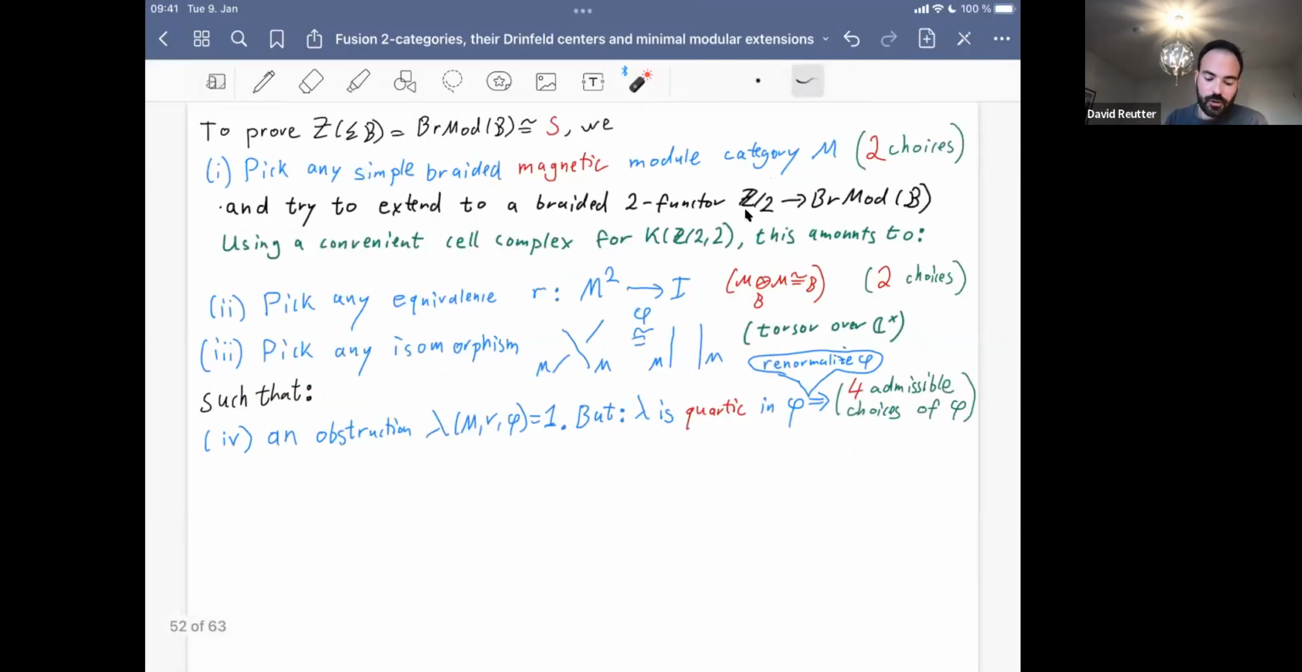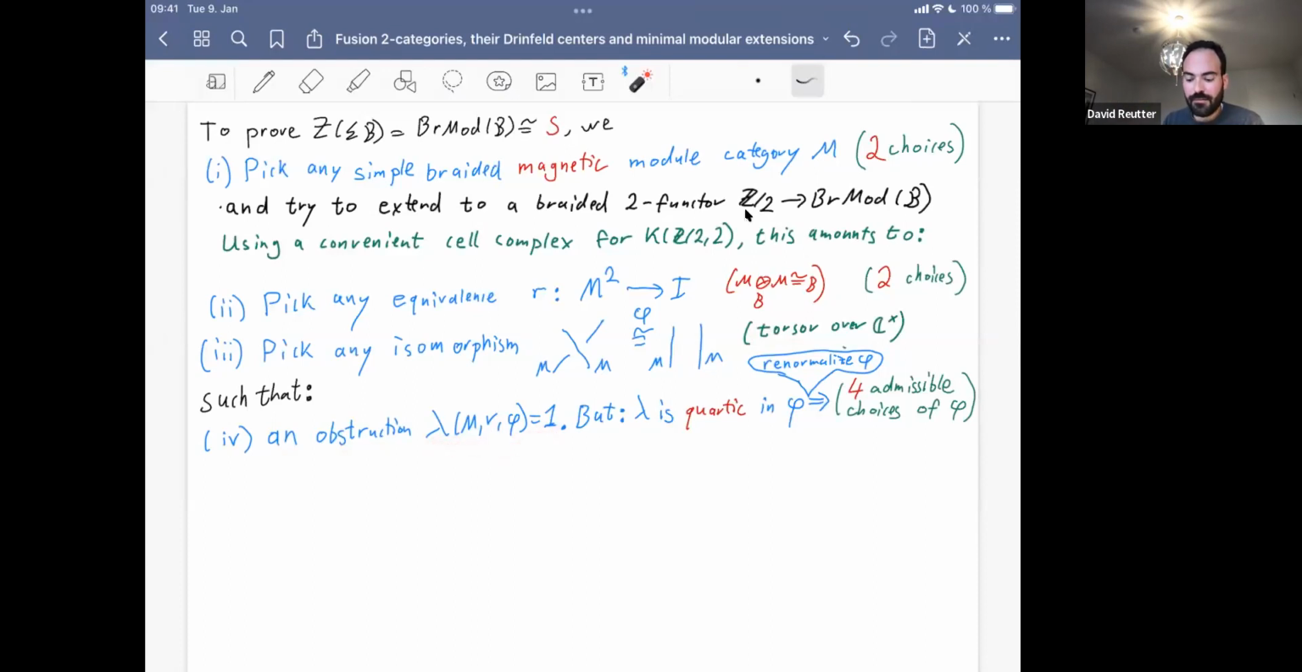And next, there are two obstructions you have to fulfill. First, there's a certain obstruction, which I'm not going to write out. This is some formula, some expression in M, R, and phi. I don't quite know what this formula is, but I know one thing about it, which is that it's quartic in phi. So if I'm rescaling phi by some number A, I can pull this number out and get A to the 4. Since I said previously there was a torsor over C cross of choices of phi, I can use that torsor to rescale phi to make this number be one.